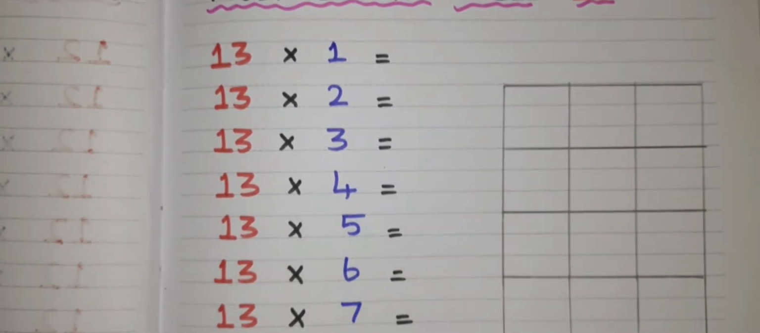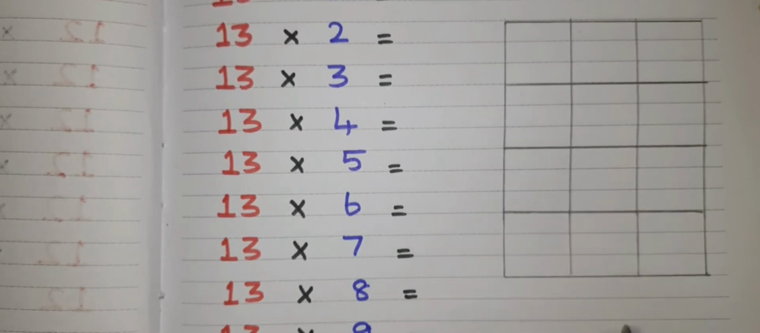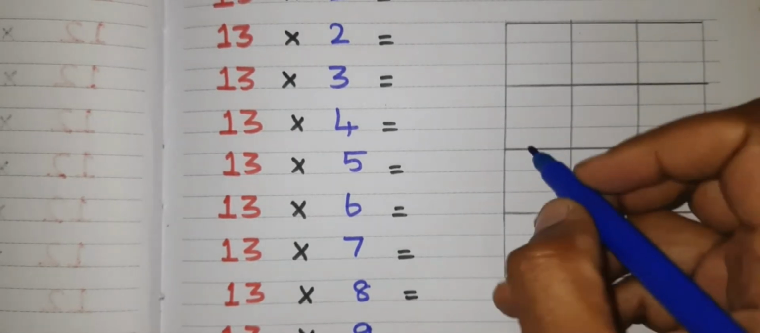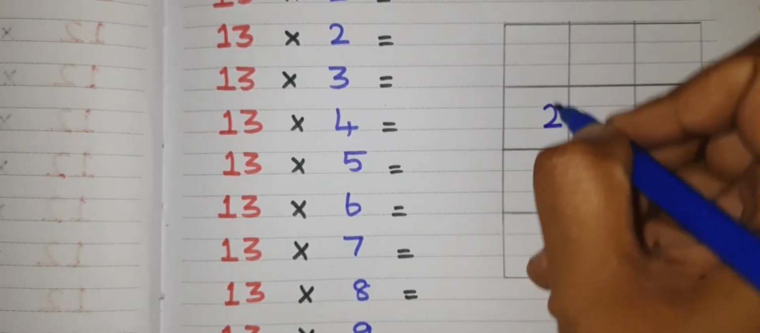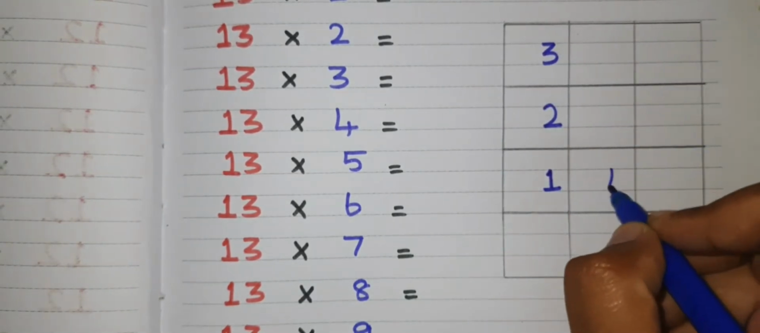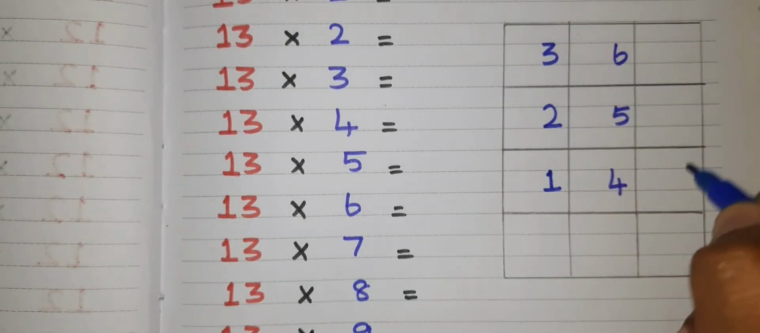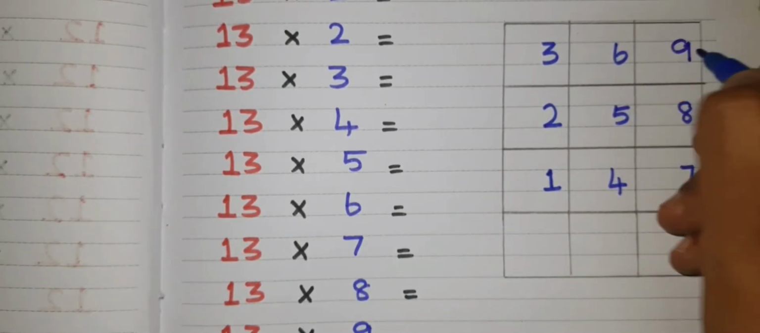The easy trick is first you have to form the table. Now I am going to fill these boxes. Let me show you how to fill these boxes. You start from 1, 2, 3, again 4, 5, 6, 7, 8, 9.